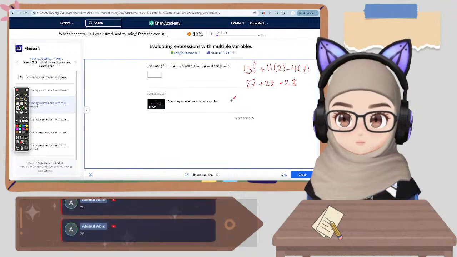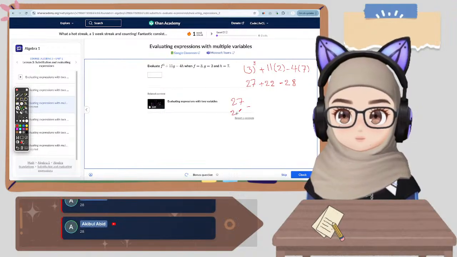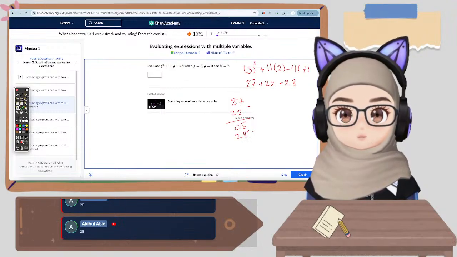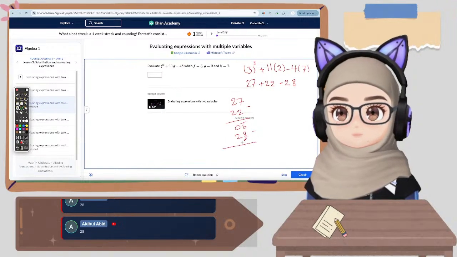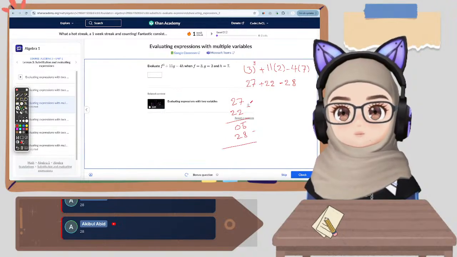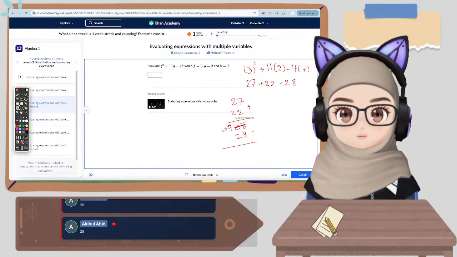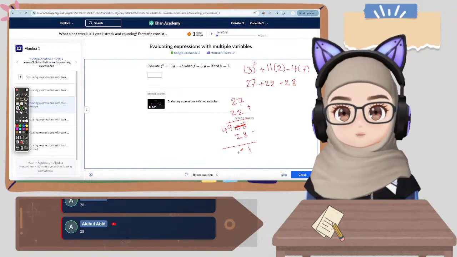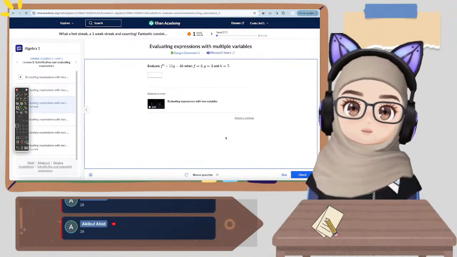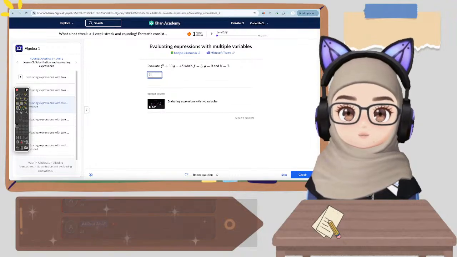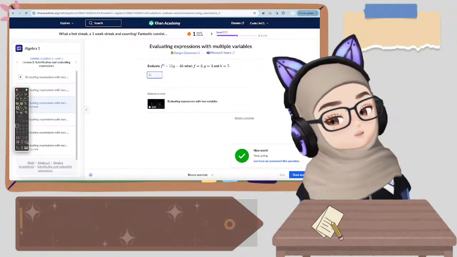So what I would do here is 27 plus 22, which becomes 49, minus 28, which becomes... That was a plus, for God's sake. What is wrong with me? Okay, so this becomes a 9 and a 4. So this becomes 1 and a 2. 21. Okay, this better be the correct answer. 21. Thank God.